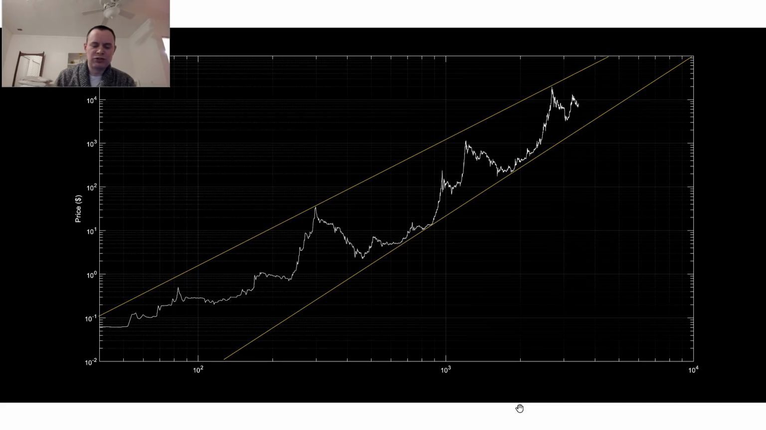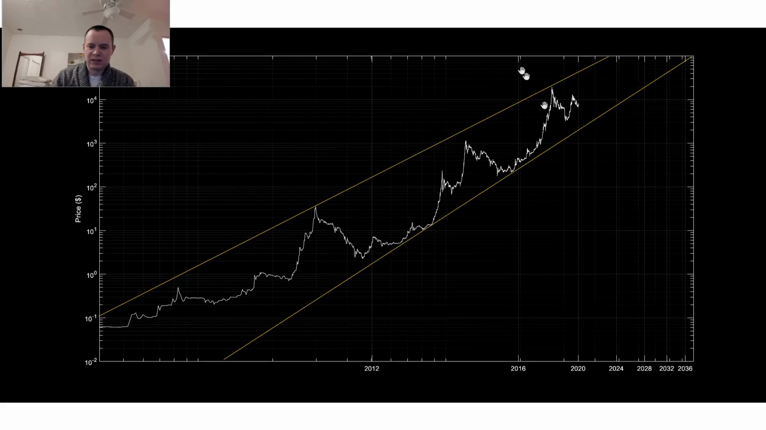Now, I first am just drawing this general trend line to guide the eye, but we're going to convert this to years. So we have 2012, 2016, 2020, 2024, so on and so forth, out to 2036 here.